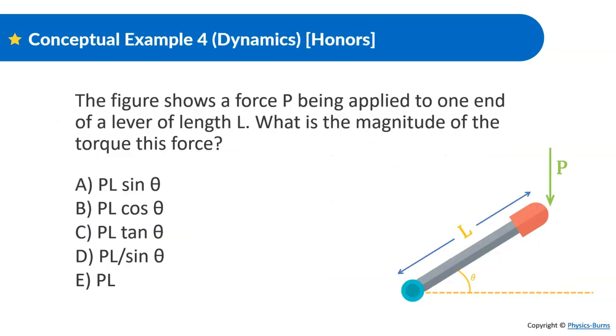Moving on. The figure shows a force P being applied to one end of a lever of length L. What is the magnitude of the torque of this force? Okay, so let's look at this. We know that this is length L, and the P is going to be on the end of this. I'm going to call this force P. And even though we have this angle here, we don't know what this angle over here is. I'm going to call that theta prime. I guess we know that this is 90 degrees, but we don't know what this angle here is.